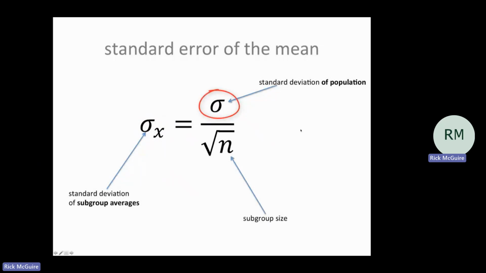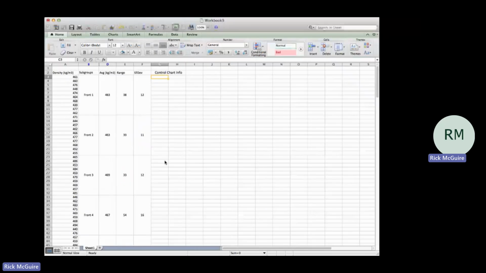This formula here is the concept. We will not use this formula to calculate our process width. Walter Shewhart came up with an estimate for the process width that we're going to use. This formula, however, is the concept and does show the connection between the population standard deviation and the subgroup average standard deviation. Let's take a look at some data and walk through an example.